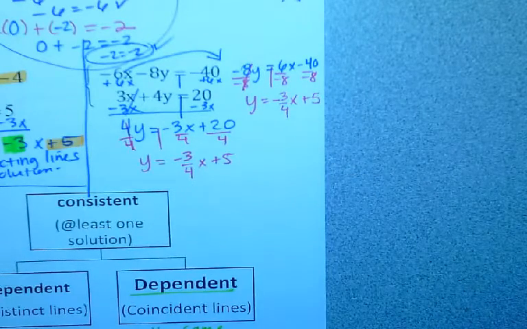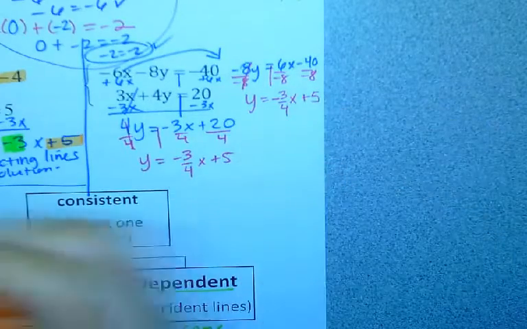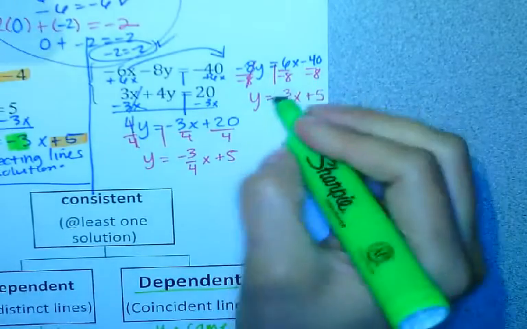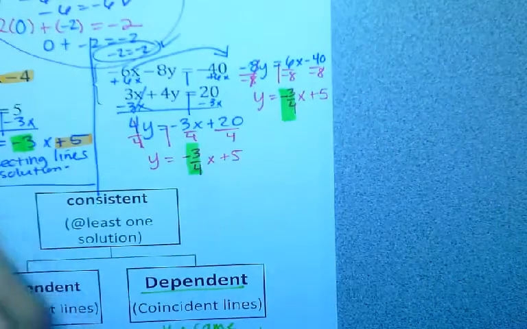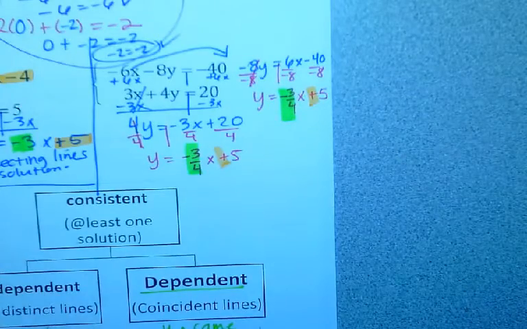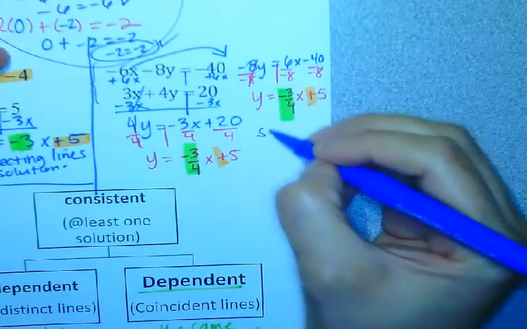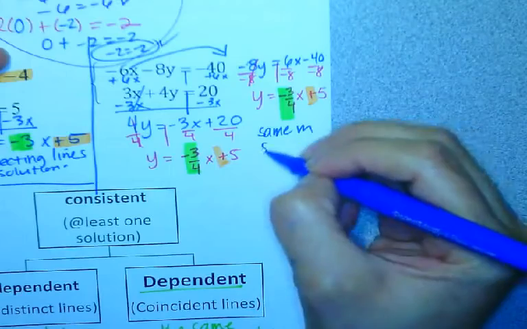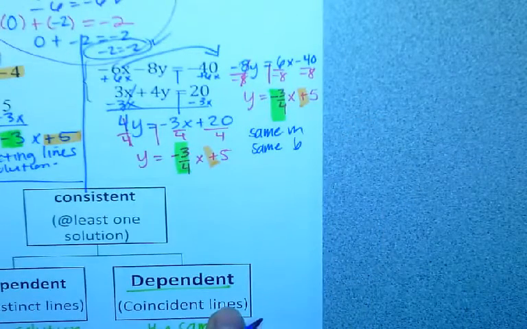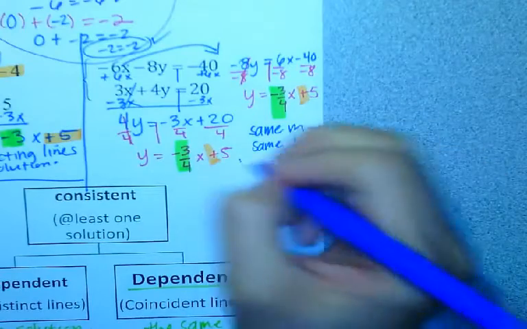When I switch them to slope-intercept, I notice that the slopes are the same, and I notice that the intercepts are the same. Same slope, same y-intercept. Okay, if that happens, that means that they are coincident lines.